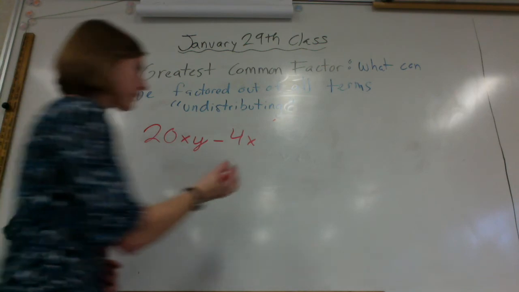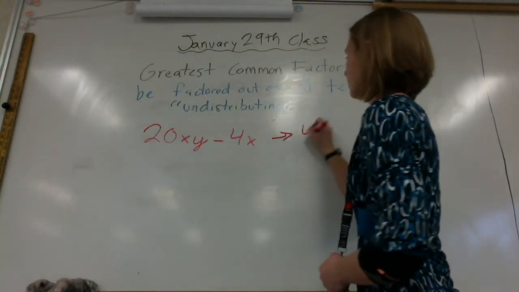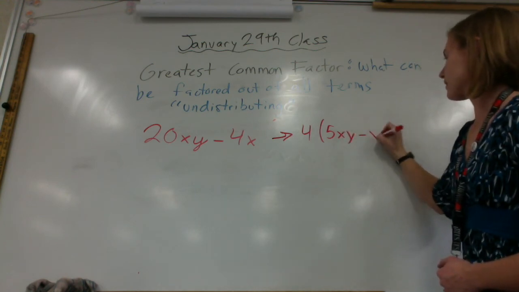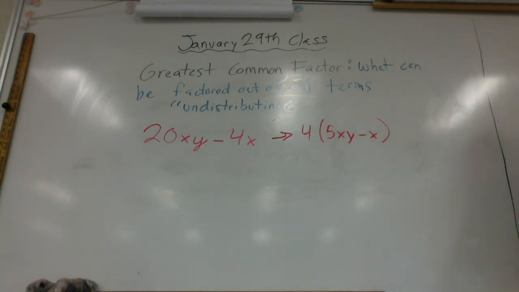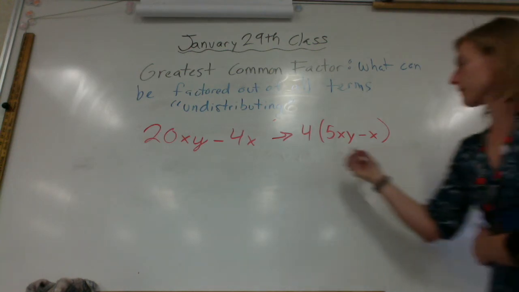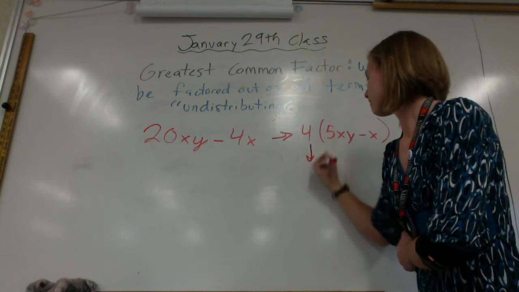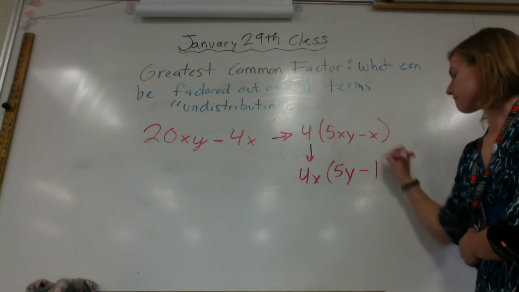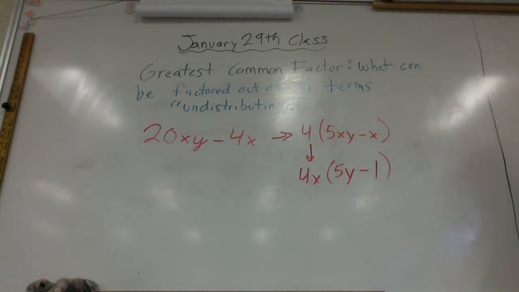So if I take a 4 out of 20, I have 5xy minus x. Is that fully undistributed? Is there anything else I can take out? Dan? Oh, yeah. Okay. Joey, what else can I take out? You can also take out the x, so you get 4x on the outside, and then in parentheses, 5y minus 4. Okay, so you can see, you can do it in a couple steps.